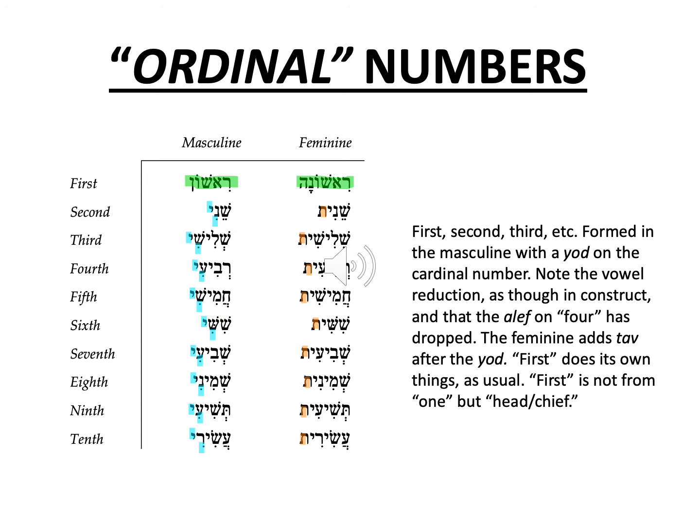You do not have to memorize the ordinal numbers, simply be aware of the pattern of change that takes place. You may wish to memorize first in both the masculine and the feminine because it is quite different, but the rest of the numbers can simply be noted as having the yod or the yod tav suffix.